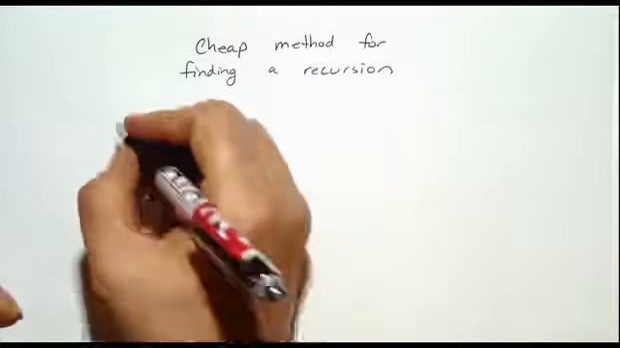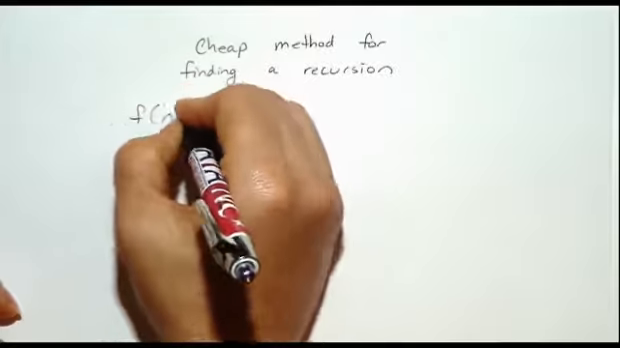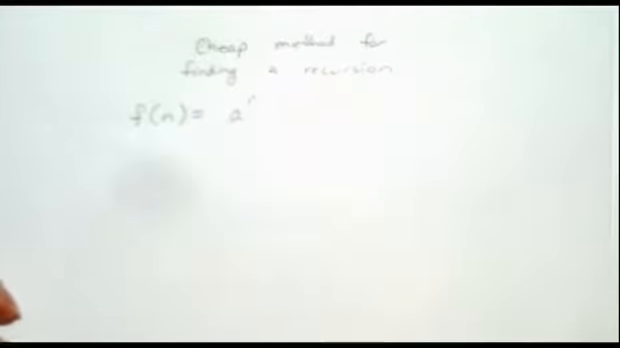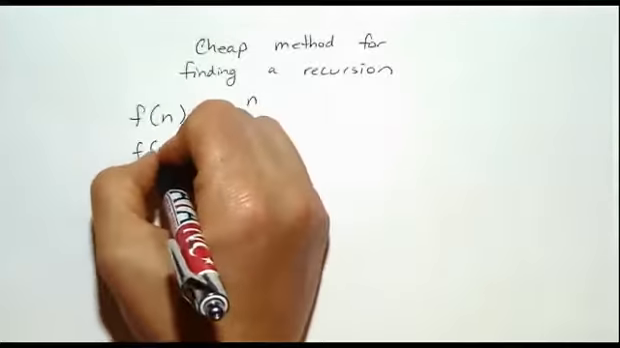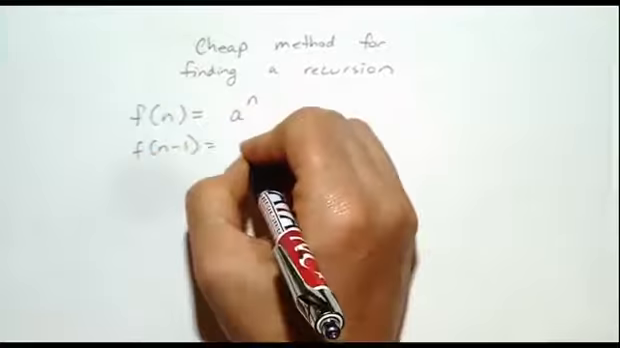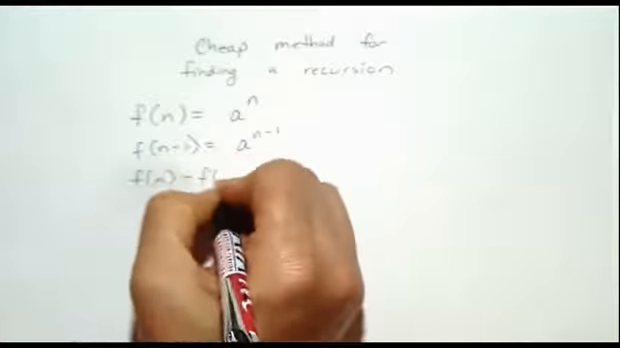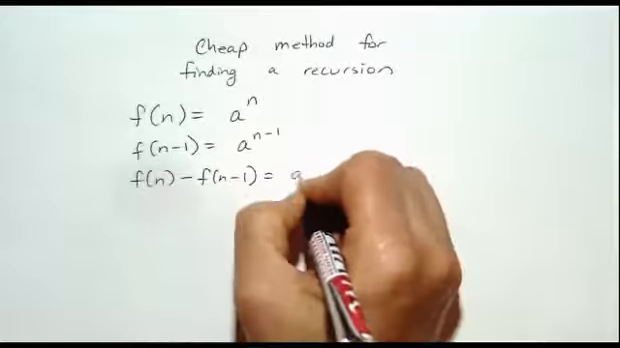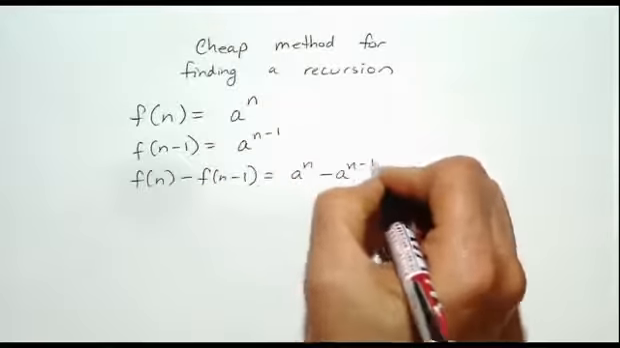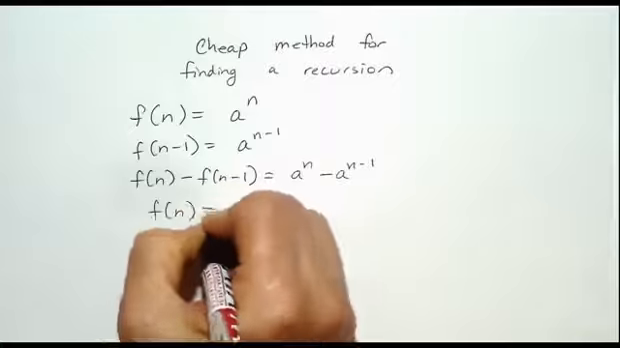And let's see. What if I have f of n equals a to the n, and I've asked for a recursion for that? So the cheat method is to write over this formula again, but put n minus 1 in there. Subtract the left-hand sides. Subtract the right-hand sides. And then solve for f of n on the left.